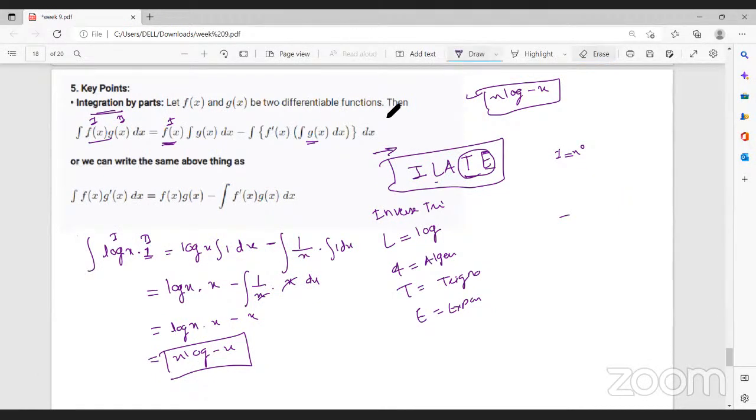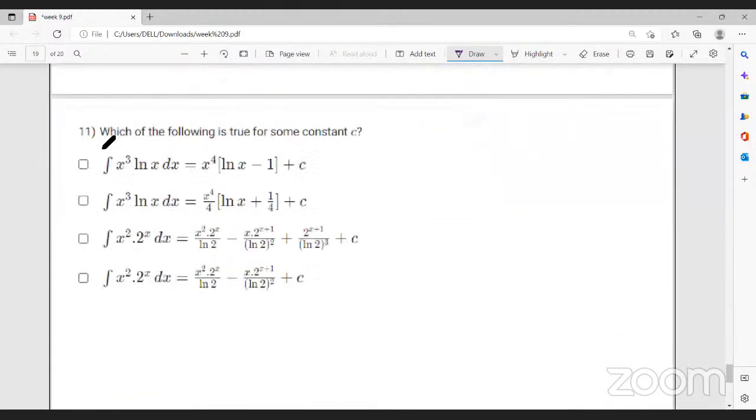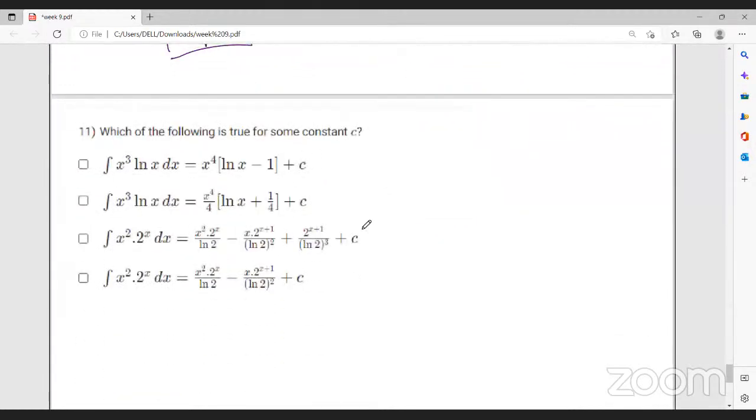Okay, any doubt in this problem? Integration of log x: why I consider I have one and then apply this integration. Got it. Okay. So now let us solve this question. So we have two functions here, right?